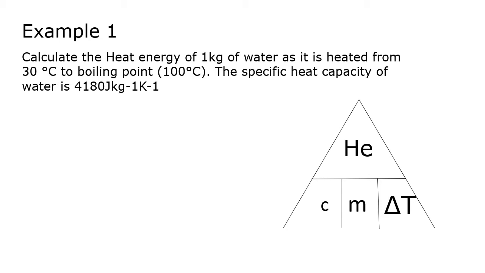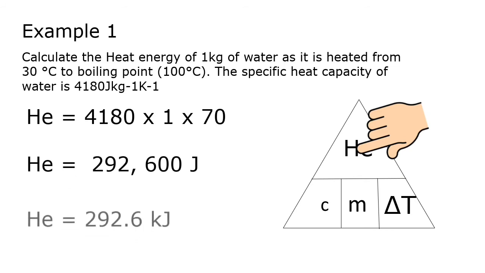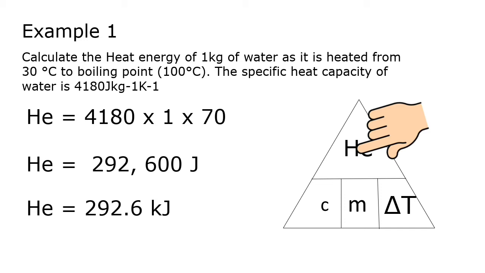So again, we've got an example here, calculating the heat energy of a kilogram of water. The initial temperature is 30 degrees, and it goes to boiling point at 100 degrees Celsius. So our change in temperature here will be 70. You'll be taking that change, not one of the ones that's shown there, so 70 degrees, and we've been given the specific heat capacity. So we cover up HE, we see it's C times M times delta T, which is specific heat capacity times mass times change in temperature. You'll write that down, and that's fairly easy to work out. You end up with that value, and you can change that into kilojoules, at 292.6.